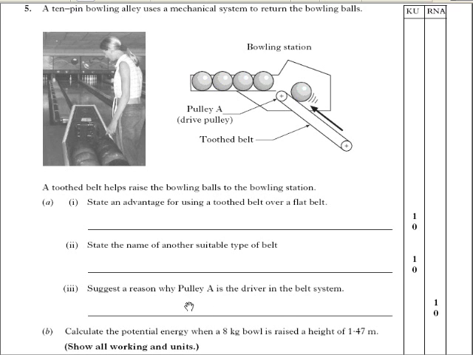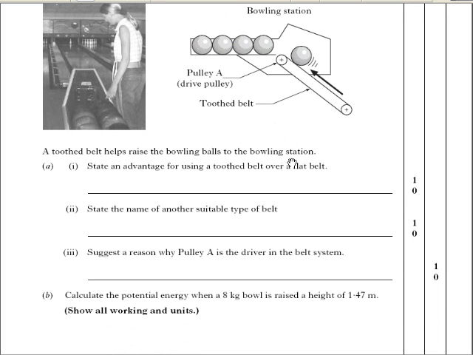Suggest a reason why pulley A is the driver in the belt system. Okay, this one here is the driver. Well, it's to keep the top bit in tension. If this one was the driver, we'd be trying to push the belt up the hill. This one's pulling it up the hill. It works better like that.